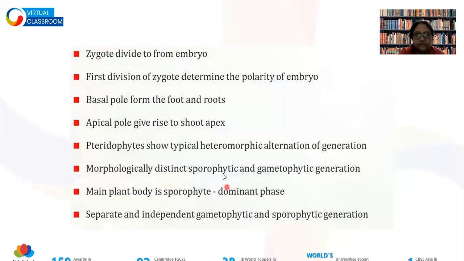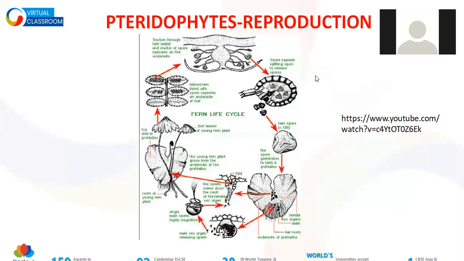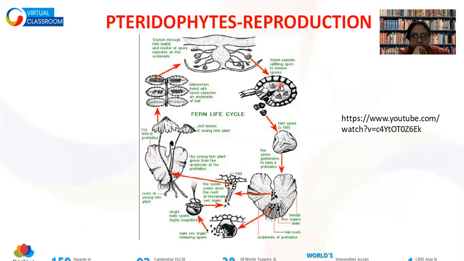So in the sporophyte, the first cell is the zygote, then it divides to form the embryo, and the zygote has a basal cell which forms the foot and root, and the apical part forms the shoot part of the plant. So it has heteromorphic alternation of generation. What do we mean by heteromorphic? Because the gametophyte is totally different from the sporophyte. That's why we call it heteromorphic alternation of generation. So this is the life cycle of the pteridophyte.